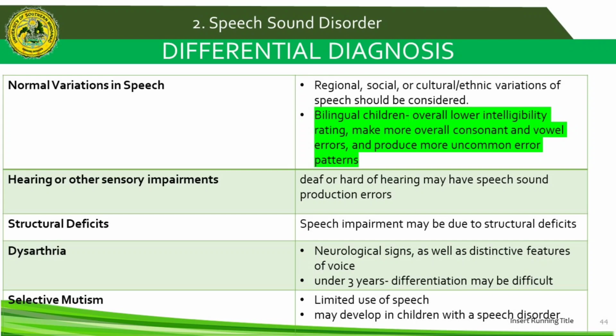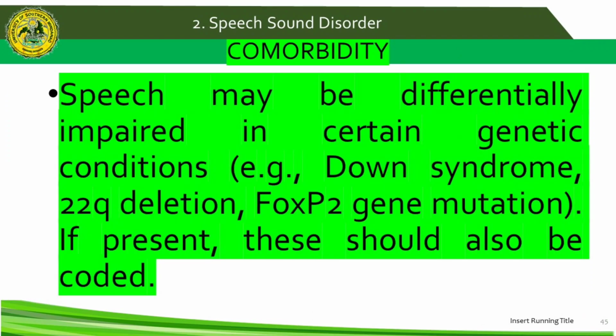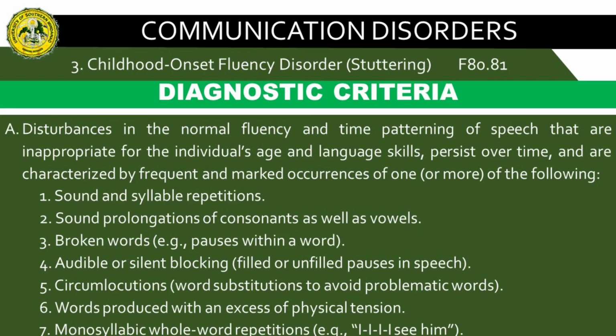For the comorbidity, speech may be differentially impaired in certain genetic conditions, such as in Down syndrome. If present, this should also be coded. Third, under the communication disorders, we have the childhood onset fluency disorder, or stuttering, for its diagnostic criteria.